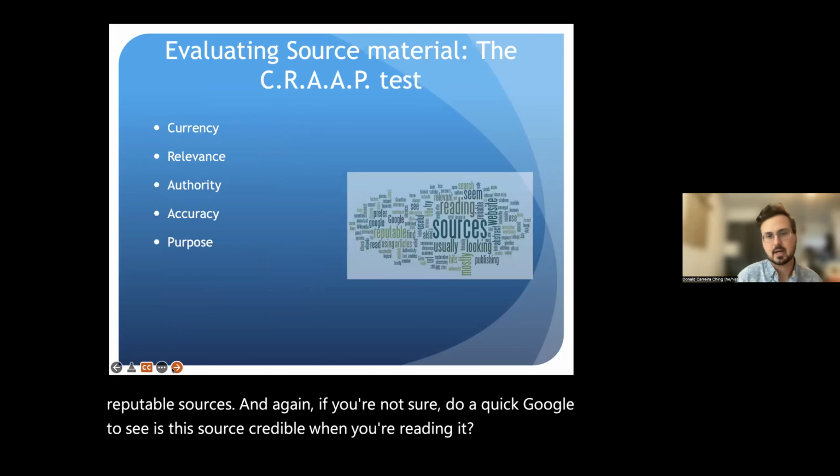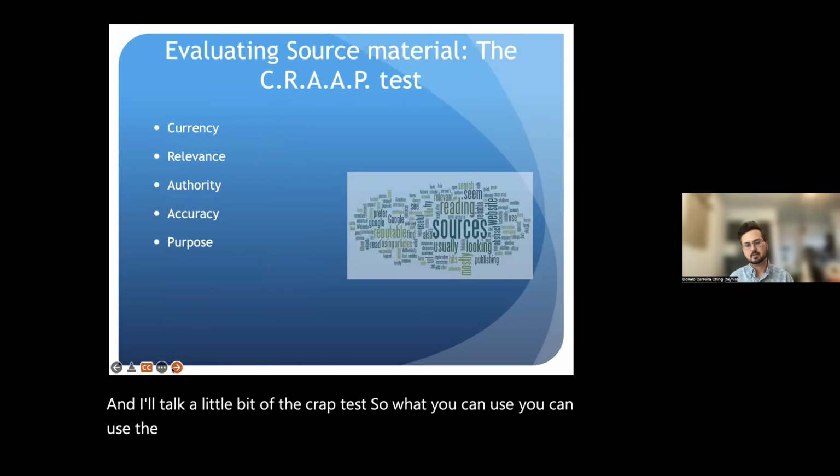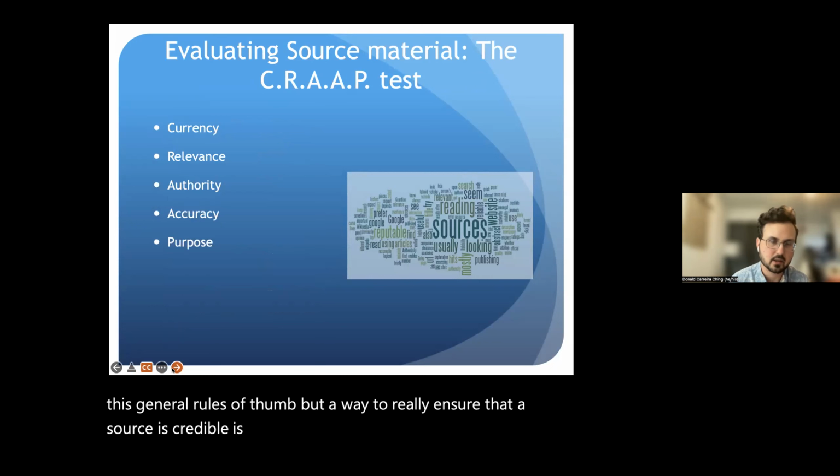And we'll talk a little bit about the CRAP test. A lot of what we talked about is just general rules of thumb. But a way to really ensure that a source is credible is to consider this criteria: currency, relevance, authority, accuracy, and purpose.